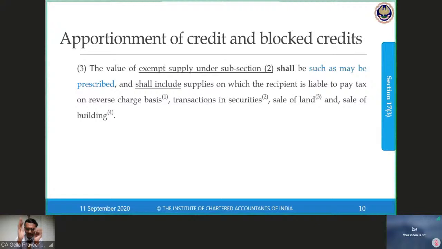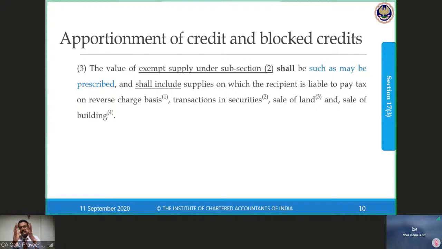So from VRL's perspective, when I calculate the definition of exempt supply, all that we have understood with the example in A, plus my entire turnover in vertical 3, shall be included for the purpose of exempt supply. So section 17 subsection 3 says it shall include supplies on which the recipient is liable to pay tax. Though I am the supplier, I have not opted to pay tax; my recipient is paying tax. That particular turnover, that particular supply, shall be included in my definition called exempt supply.